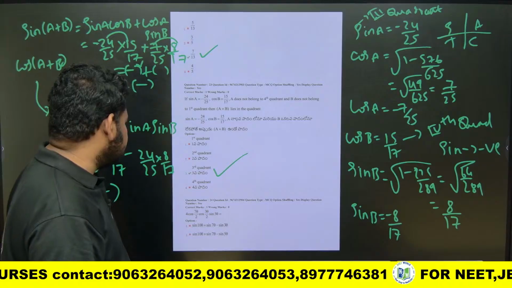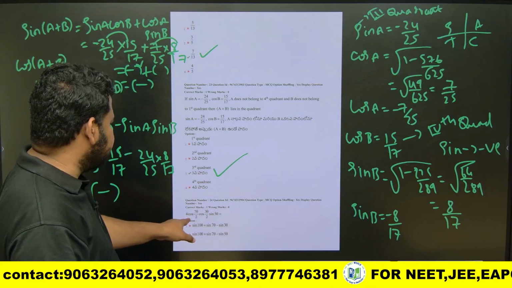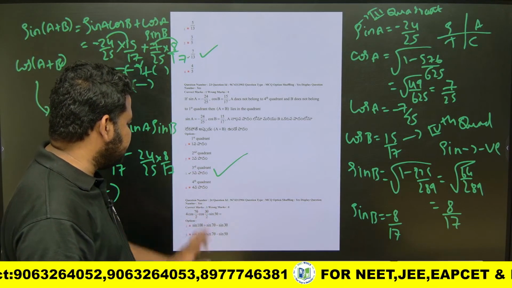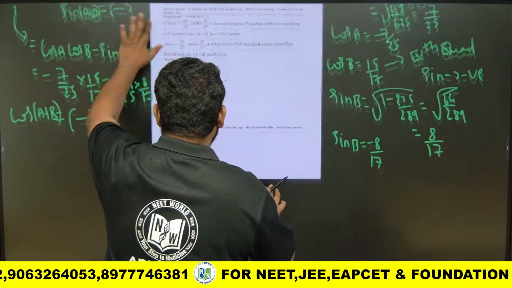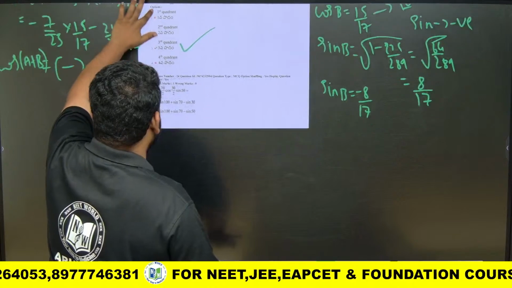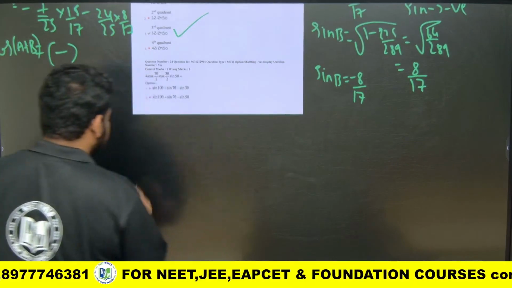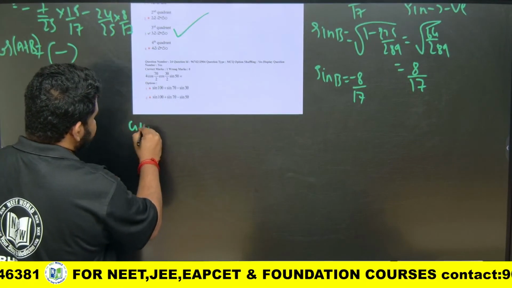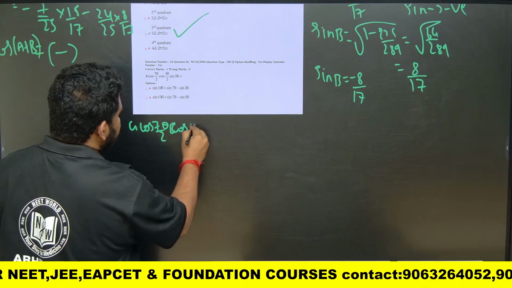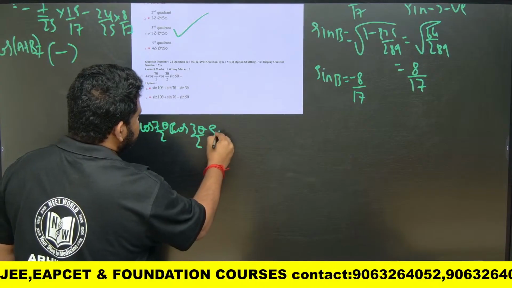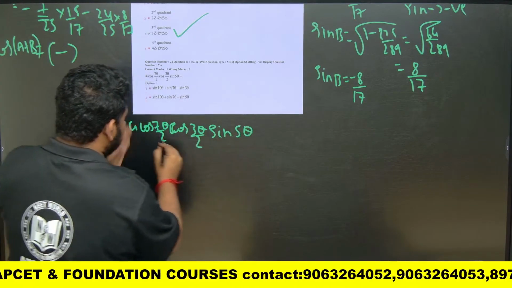Now this is the question that they have given: 4 cos 7 theta by 2 cos 3 theta by 2 into sin 5 theta. So let us have a look at this question. First of all, what I can see is they have given 4 cos 7 theta by 2 into cos 3 theta by 2 into sin 5 theta. Correct? I am only looking at this.